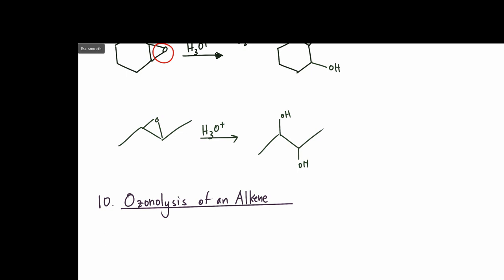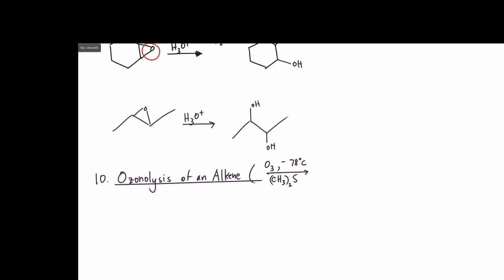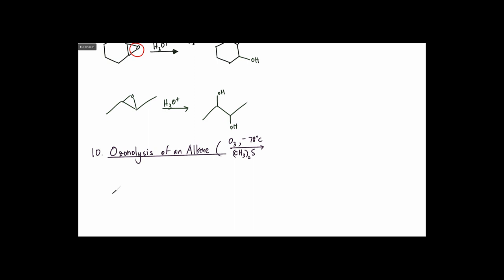Okay, so ozonolysis of an alkene. That's going to be ozone at low temperature, minus 78 degrees Celsius, over dimethyl sulfide, which is (CH3)2S. Okay, so this reaction is real easy.